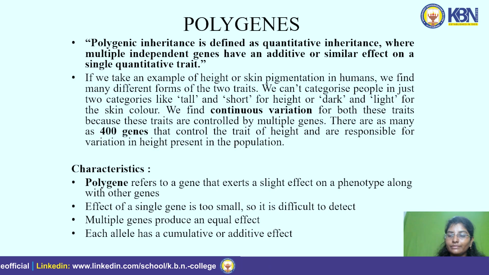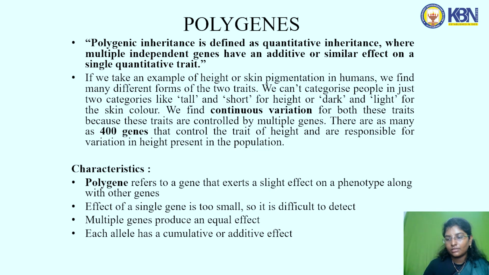If we take the example of height or skin pigmentation in humans, we find many different forms of these traits. We can't categorize people into just two categories like tall and short for height. They have medium heights too. Like in height we cannot categorize into tall and short, and in skin color, we cannot categorize into dark and light. They have different types. We find continuous variation of these traits because they are controlled by multiple genes.